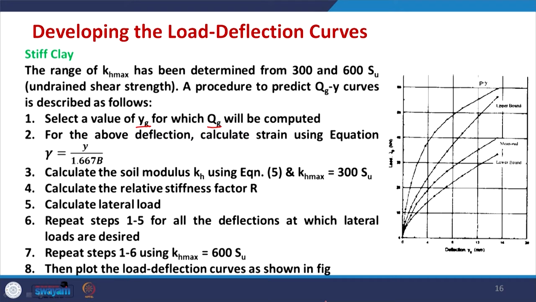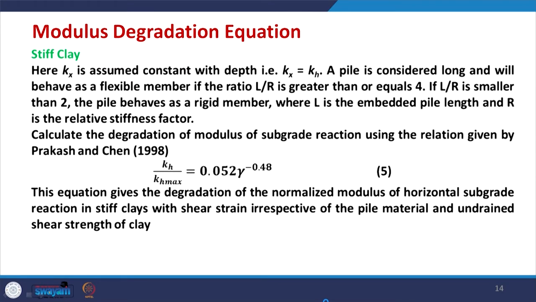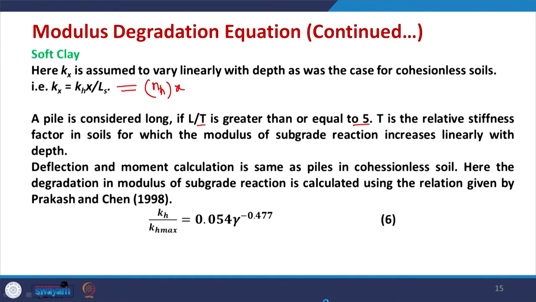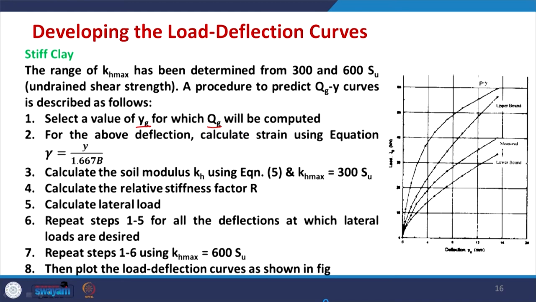Once the strain is known, calculate the soil modulus kh using equation 5, where kh max is to be substituted as 300 SU. In this equation 5, kh max is known and gamma is known, so naturally you can find the value of kh. Once kh is known, calculate the relative stiffness factor R, where, if you recall, R is simply EI over kh, to the power 1 by 4.